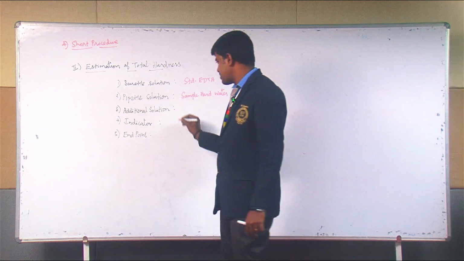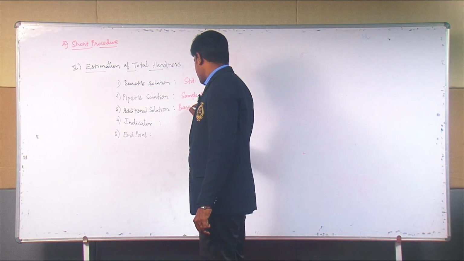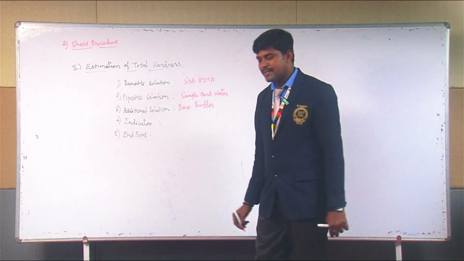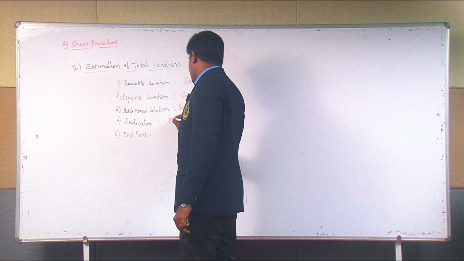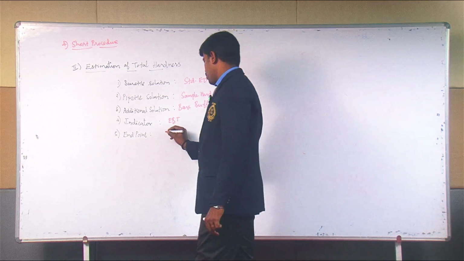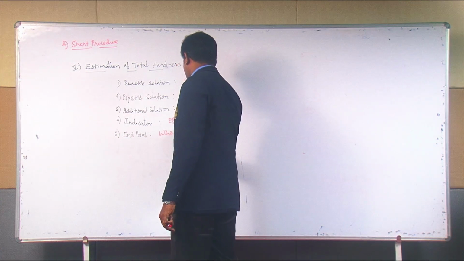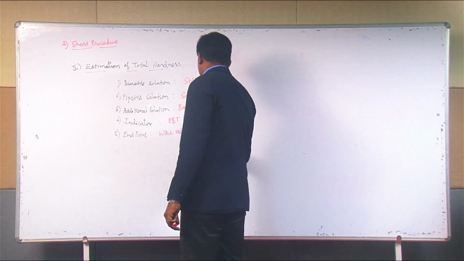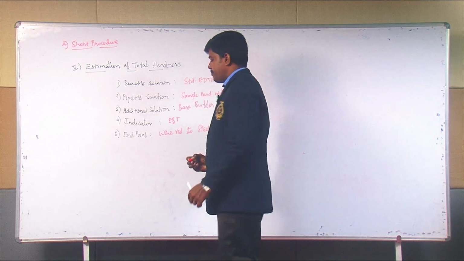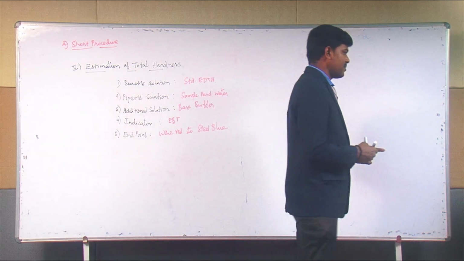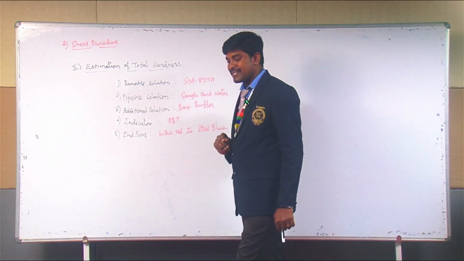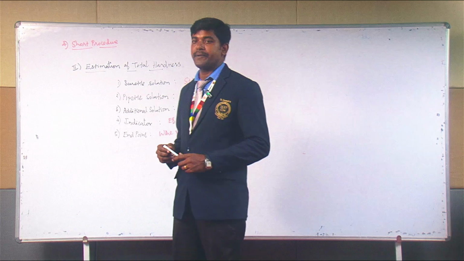Additional solution is a base buffer, and the indicator is the same, Eriochrome black T, abbreviated as EBT. The endpoint is wine red to steel blue. So the other things are the same, and only one change is done: instead of a standard hot water, we have taken the sample hot water.